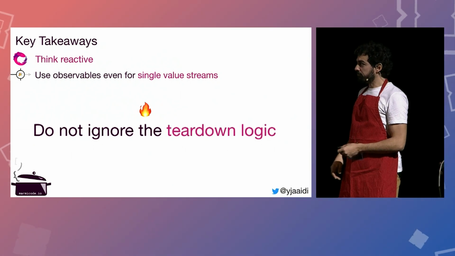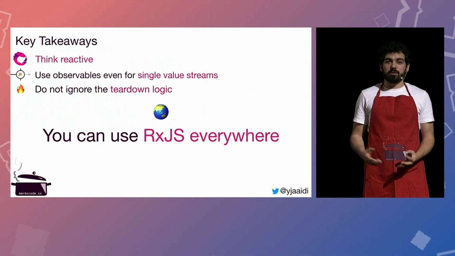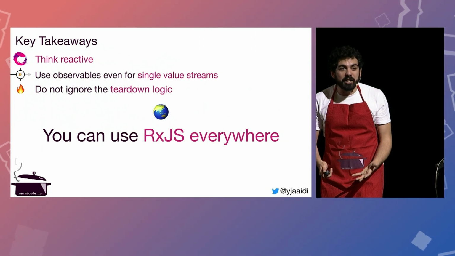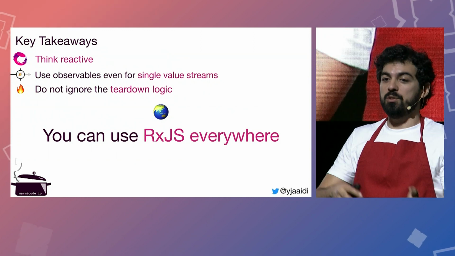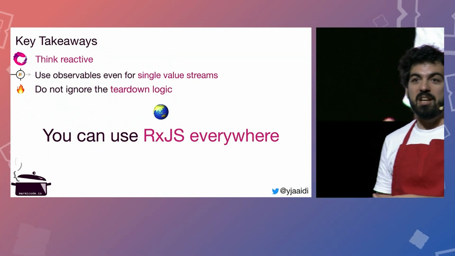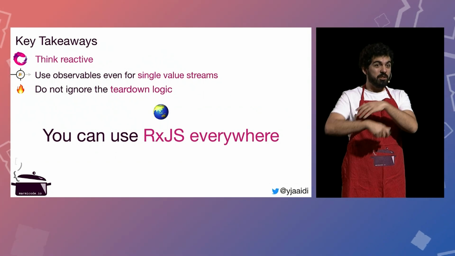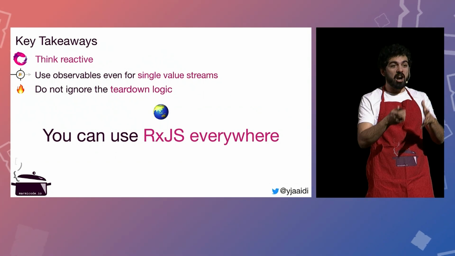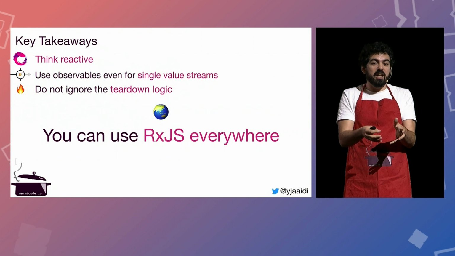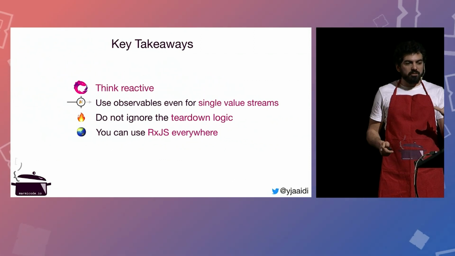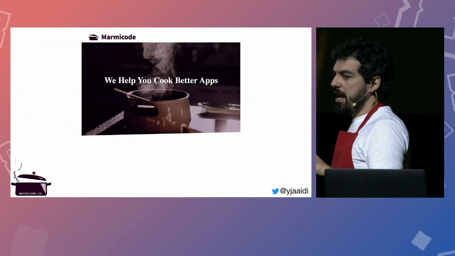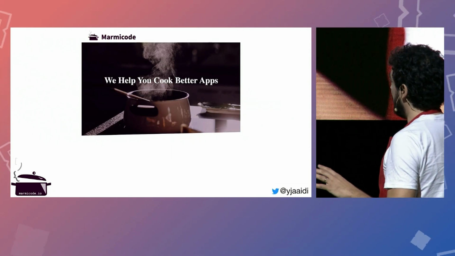And yes, you can use RxJS everywhere. You can use it in Angular. You can use it without Angular. You can use it on the back end with Nest.js. You can use it without Nest. You can use it everywhere, and it's really cool. You can use RxJS in your CLIs, like you write a CLI command, and you can use observables there. So these are the key takeaways, and it's almost the end, I guess.